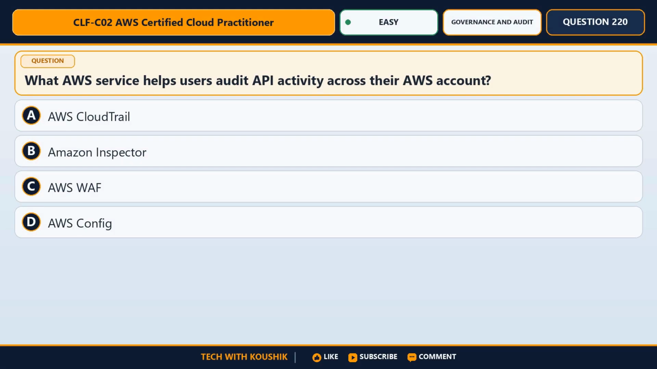Question number 220. What AWS service helps users audit API activity across their AWS account? Option A. AWS CloudTrail. Option B. Amazon Inspector. Option C. AWS WAF. Option D. AWS Config.